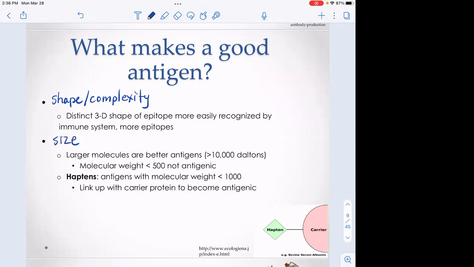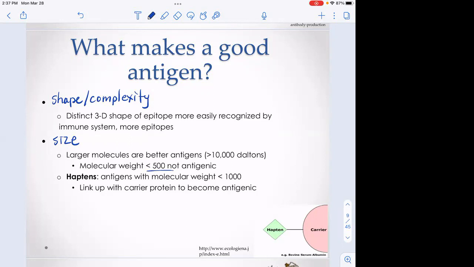Also, an important attribute of a molecule is its size. The bigger something is, the more likely our immune system is going to recognize it. Things that are really small, for instance less than 500 Daltons, usually aren't recognized at all. They just slip through. Now, there's an exception to that. The molecule in poison ivy oil that causes the rash and the itching is called urushiol. I'm probably not pronouncing that right. That molecule is so small that our immune system doesn't recognize it, but we all know that for a lot of us, it does.